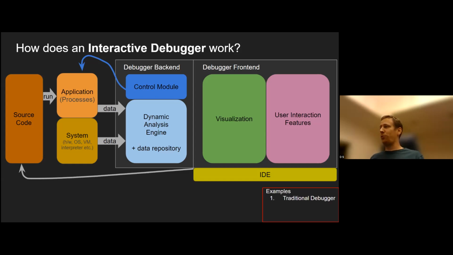There are some examples of that. For example, the traditional debugger has that control module. It also has the basic dynamic analysis engine to help you determine where the breakpoints can be set and so on. And of course, it visualizes the values and the call stack, but it doesn't do much more than that. It's very limited.